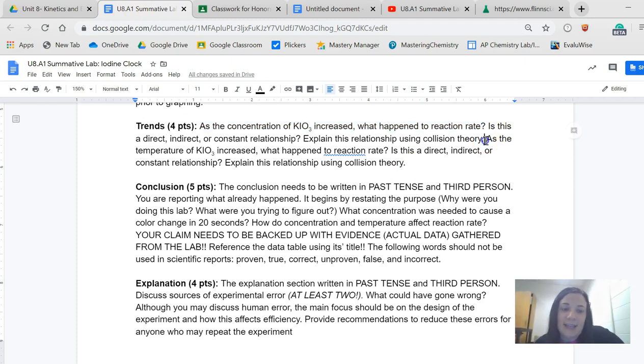Then we're going to do the same thing for temperature. So first just tell me as the temperature increased, what happened to reaction rate. Next, direct, indirect, or constant, and then explain it using collision theory. Again, past tense, third person. So as concentration increased, reaction rate blanked. This was a blank relationship.